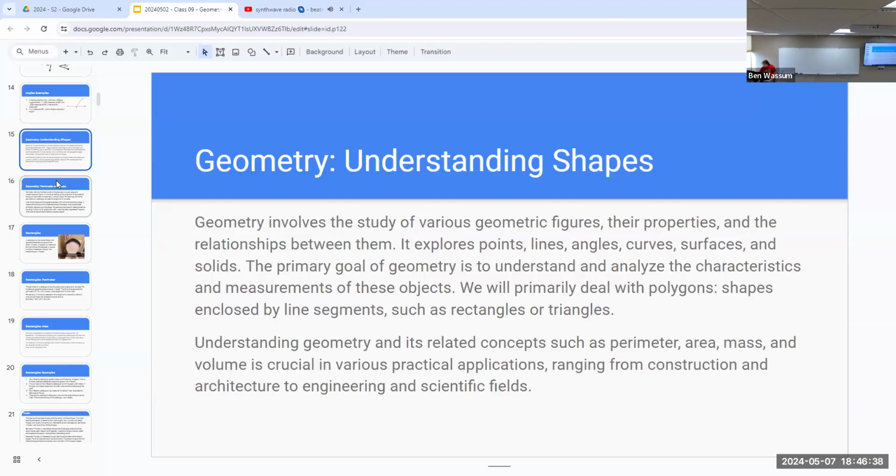So we're going to primarily deal with polygons, which are shapes enclosed by line segments. So things with flat edges, and also circles. The second you start getting into weird things that have like a little wobble to them, suddenly you need calculus. Literally anything more complicated than a perfect shape requires calculus.